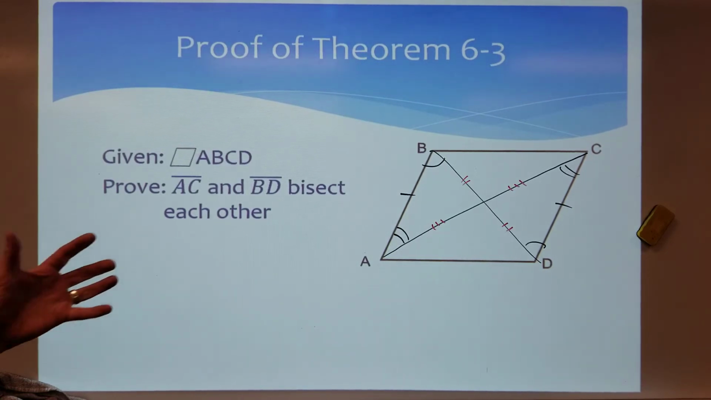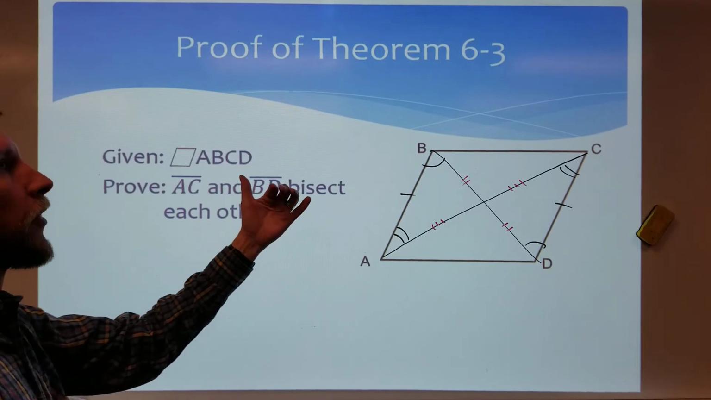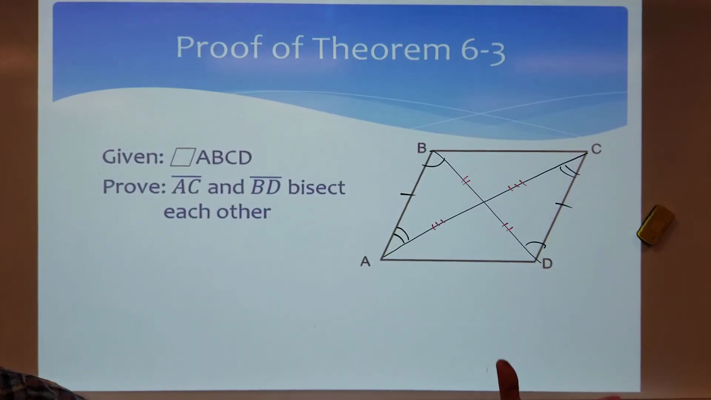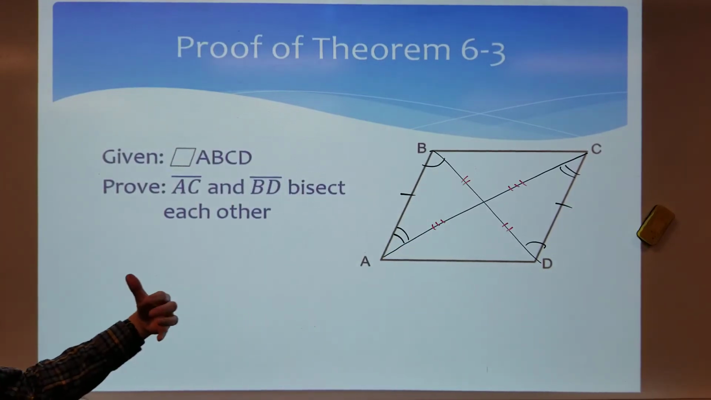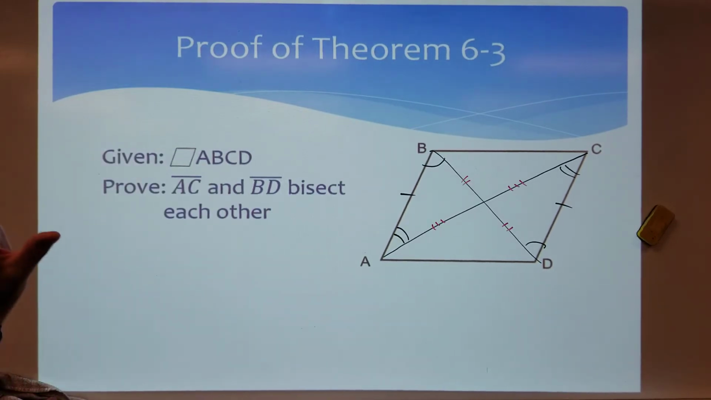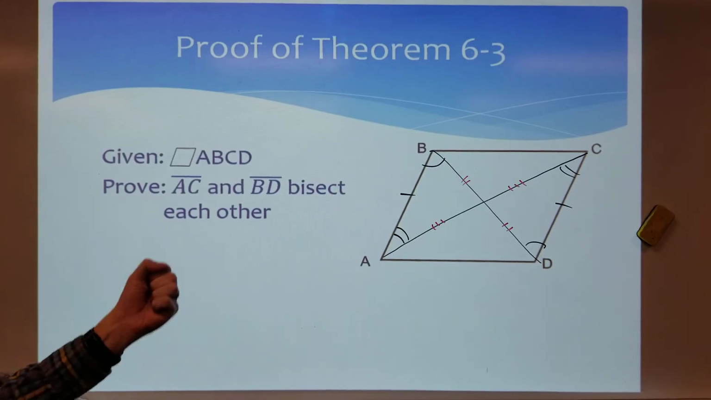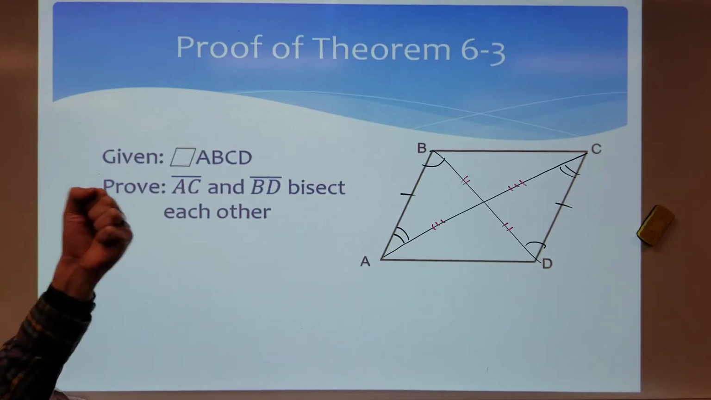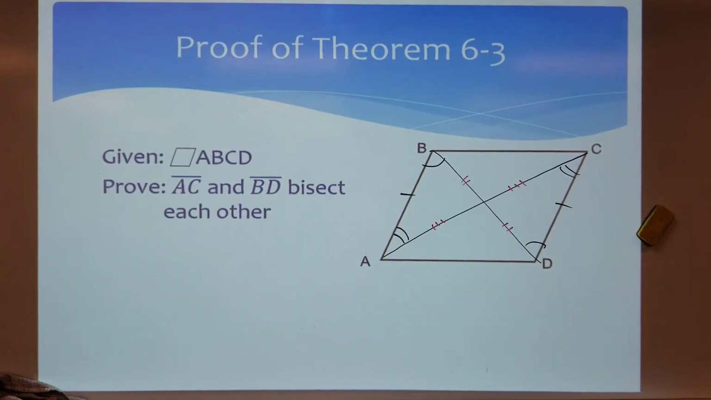So this one is probably the one theorem that we will forget about this lesson. We'll be fine with the opposite sides being congruent, we'll be fine with the opposite angles, but the diagonals bisecting each other is one of those things that students tend to forget. So if that happens, that is okay.